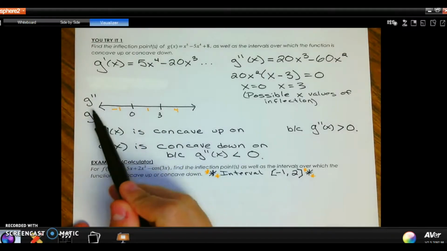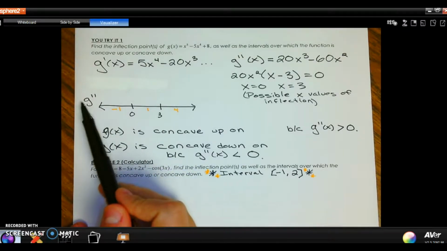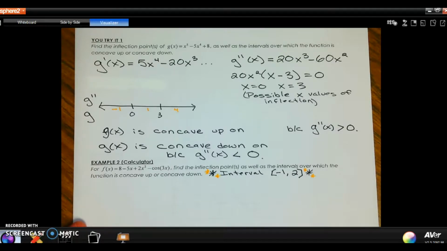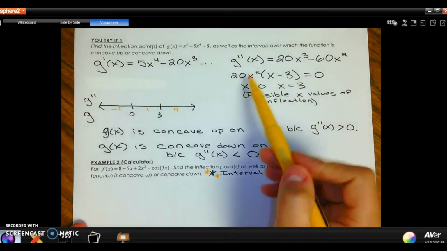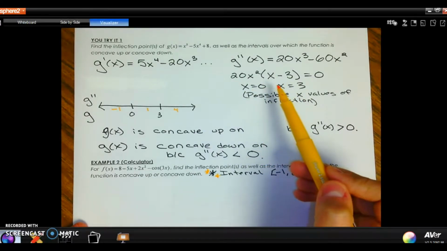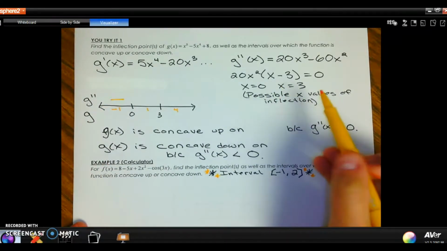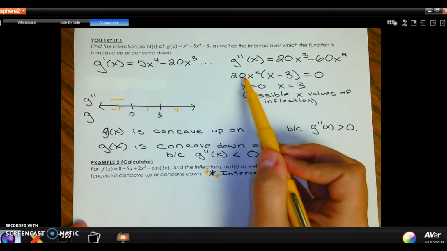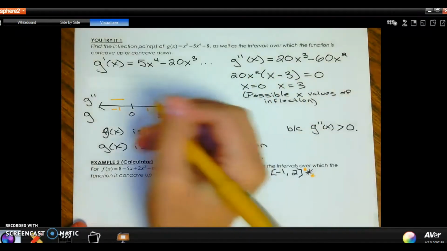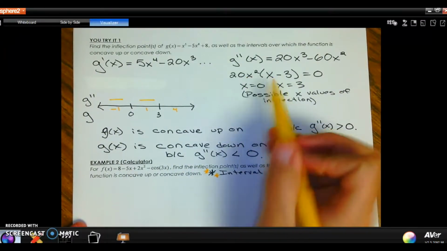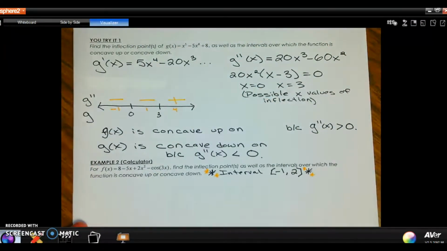So I make my sign chart, and again, this time I label it g double prime because I'm plugging into the second derivative, and it's telling me information about the first. So when I plug in a number like -1 into my second derivative, I'm going to get a positive multiplied by a negative, so I get a negative. Then when I plug in a number like 1, I get a positive multiplied by a negative, so that is a negative. And then when I plug in a number like a 4, I get a positive times a positive, which is positive.